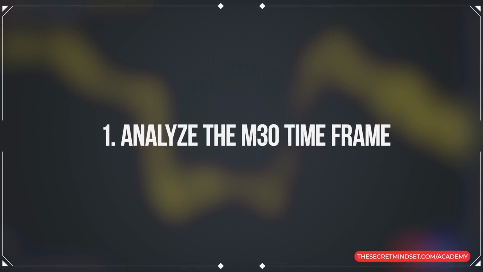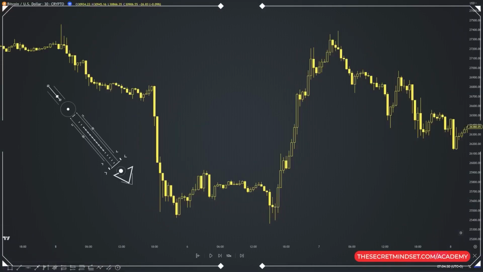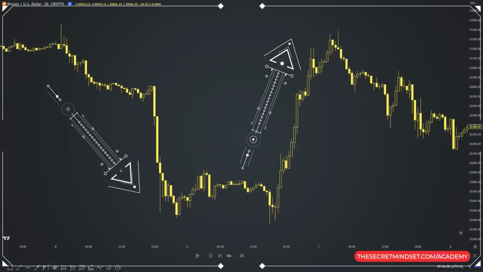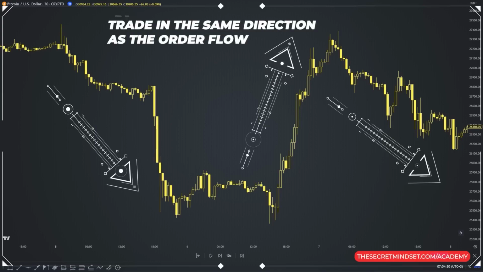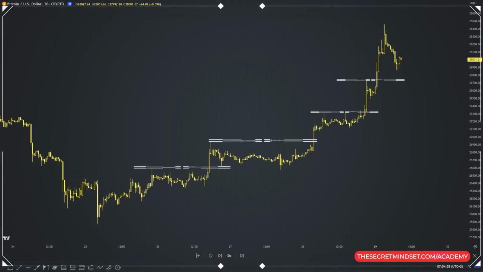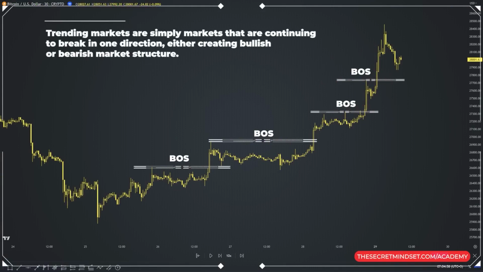You start by analyzing the 30-minute chart. You look for the direction of the market structure, which indicates whether the price is currently bullish or bearish. You aim to trade in the same direction as the order flow, as it provides a general market bias. Trending markets are simply markets that are continuing to break in one direction, either creating bullish or bearish market structure.